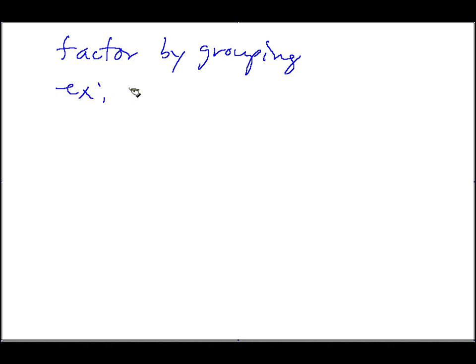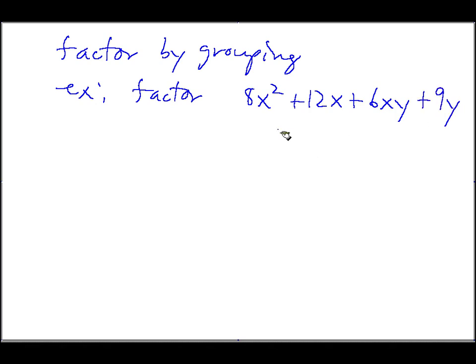Right, consider this problem here. Let's say I want to factor the following polynomial. Let's say I want to factor 8x squared plus 12x plus 6xy plus 9y. All right. Let's say I want to factor this polynomial of 4 terms. Okay. Now, it's a very challenging factoring problem, but if I know this technique, factor by grouping, it's actually not too bad. All right. So how does this technique work?